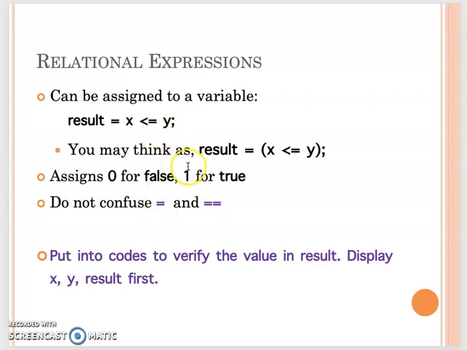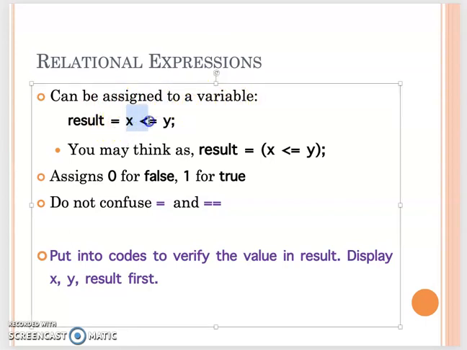After we use the relational operator, we can also assign that result to a variable. For example, I have the variables x and y defined and assigned values. I can compare x less than or equal to y. This one will return either true or false, and this result we will assign to another variable. If x less than or equal to y is true, then they will assign 1 to the result. If that is false, we will assign 0 to the result.